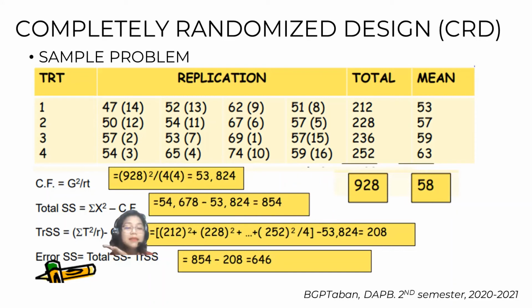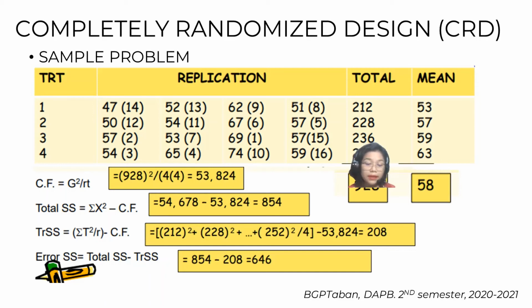For our treatment SS naman, ano yung ating i-square isa-isa at saka natin i-add? Ito po yung ating treatment. So, 212 squared plus 228 squared plus 232 squared plus 252 squared minus the correction factor. Tama nga. Sorry po. So, itatry po natin ha. So, 212 squared plus 228 squared plus 236 squared plus 252 squared. The answer is 216,128.